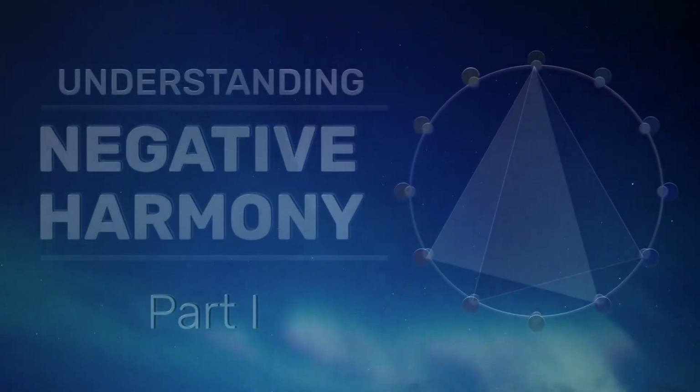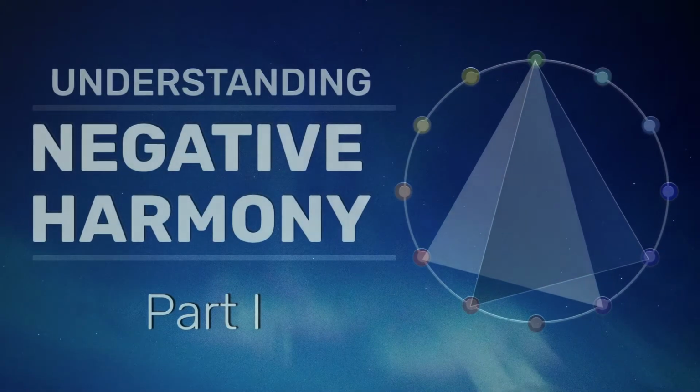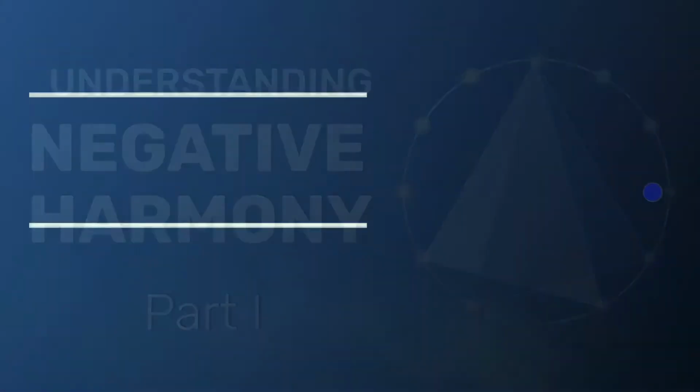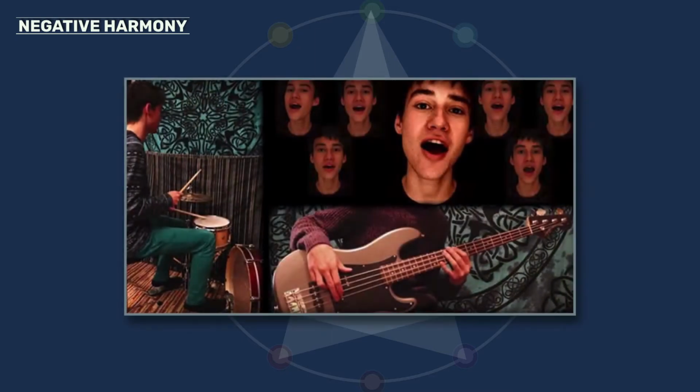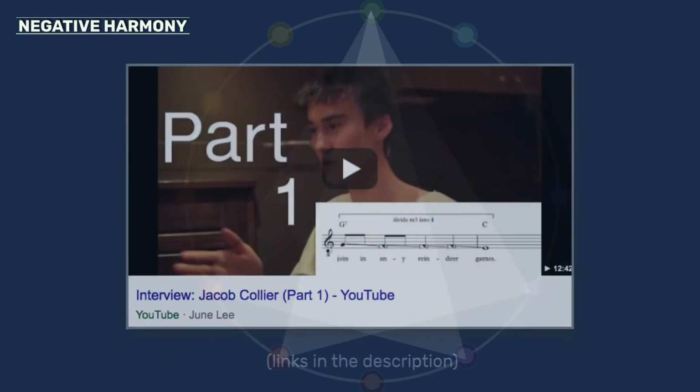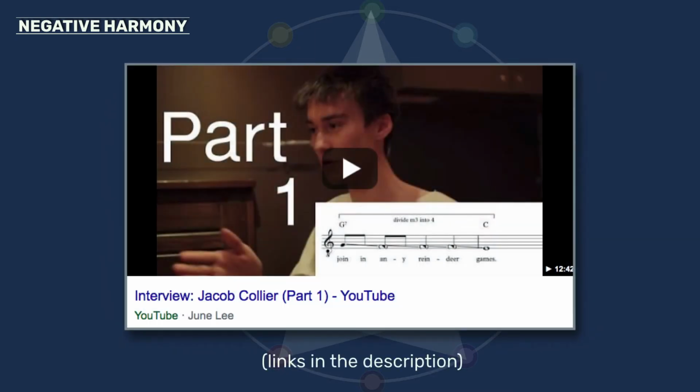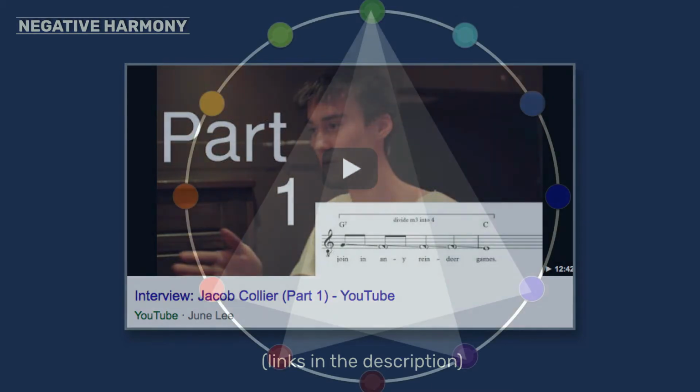This is the first part of the lesson on negative harmony. A lot of interest and a lot of hype has been generated about what is called negative harmony, especially after the incredible Jacob Collier talked about it, and especially in an interview with another extraordinary musician, Jun Lee. However, it is hard to find a single source where the concept is explained clearly and comprehensively. So if you really want to learn and understand negative harmony, please stay with me.